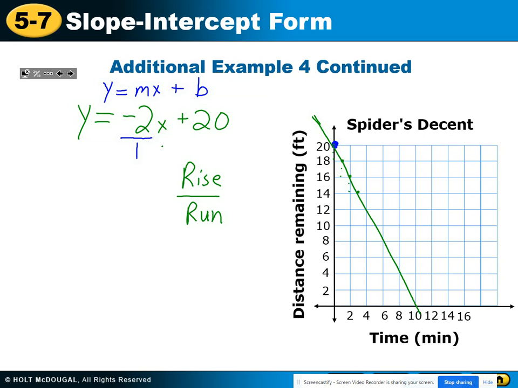Do I have a negative slope on that line, Lily? Yeah. And that's our slope is negative. Did I start at 20 like I was supposed to, Austin? Yeah. So now I have a question. Luke, can I come to you? Okay. So Luke, after 6 minutes, how far up in the air is the spider?